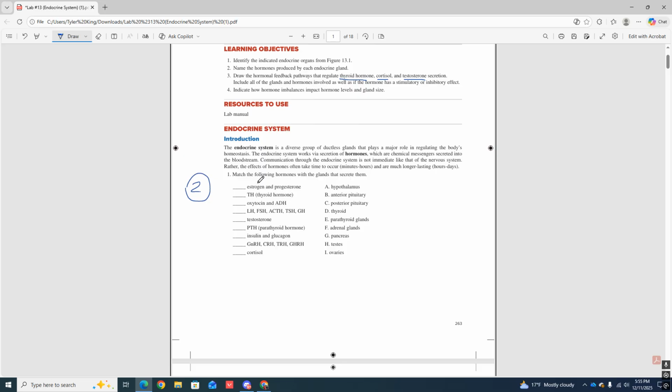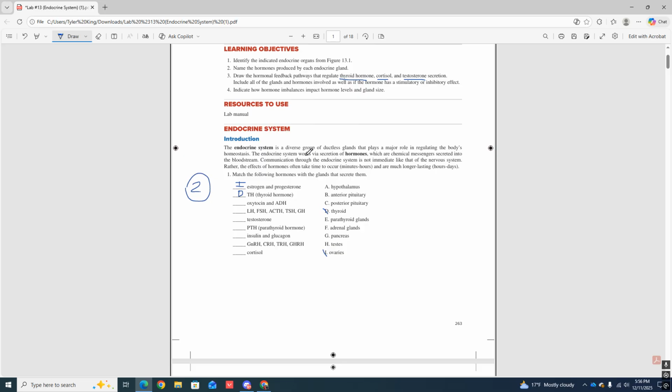We'll go through these. The first 2 grouped together are estrogen and progesterone. These are the big-time female sex hormones, and I'm sure you've heard of these at some point. What produces these is the ovaries, the primary sex glands for females. Very straightforward. Next one is another straightforward one. TH, the thyroid hormone. What produces this? The thyroid gland. Very easy one.